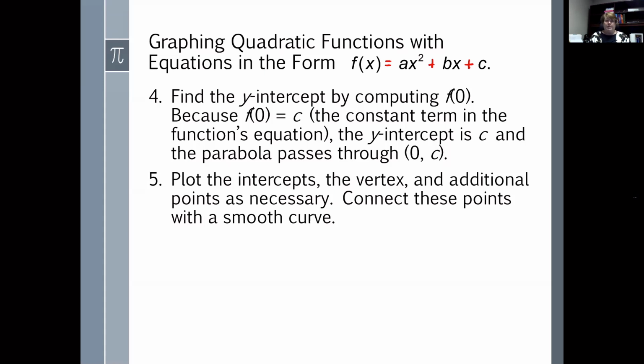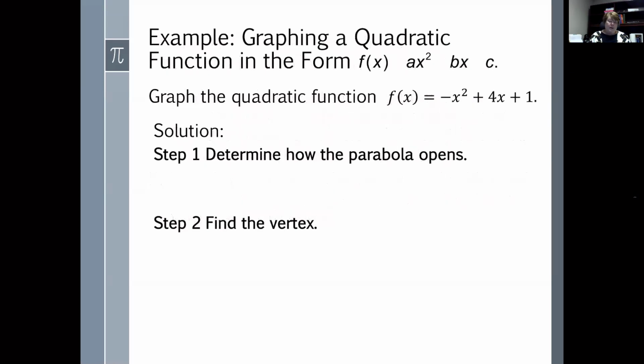Plot the intercepts, the vertex, any additional points as necessary. Connect these points with a smooth curve. All right, so let's graph a function that's in the form f of x equals minus x squared plus 4x plus 1. So let's graph this when it's in this form.